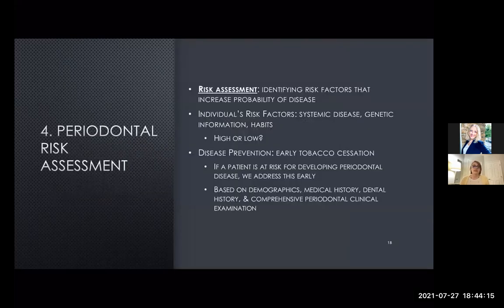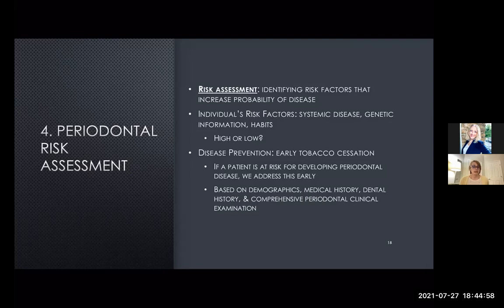So, a risk assessment is basically just identifying the risk factors that increase the probability of a disease. We have individual risk factors, and those involve, again, systemic disease, genetic information, habits. Is the risk factor putting them at a high or low chance of progressing into periodontal disease? Disease prevention, again, early tobacco cessation and frequent tobacco cessation. Cessation just means stop. So tobacco cessation is to quit using tobacco.